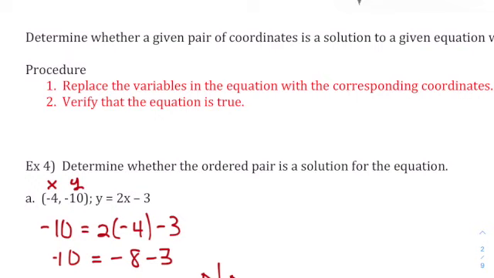That means -4 and -10 as an ordered pair is not a solution for the equation. That means that if we assume that's a line, that point is not on that line. If it's a solution, it will be on the line. Okay? So just so you know.